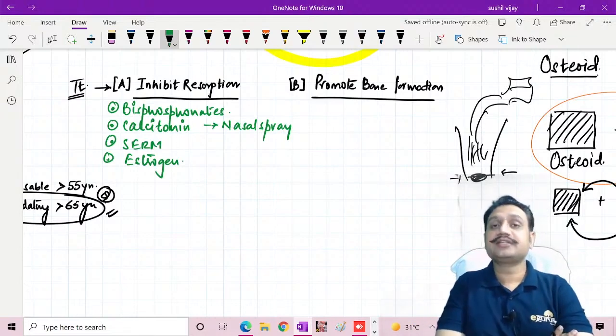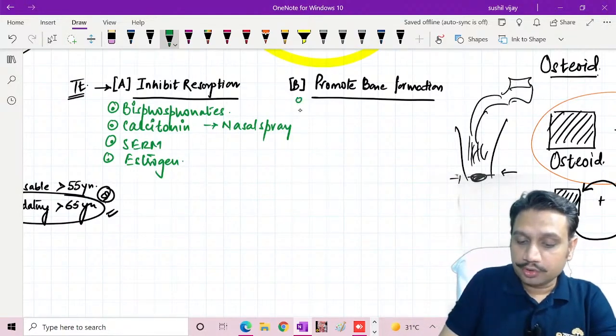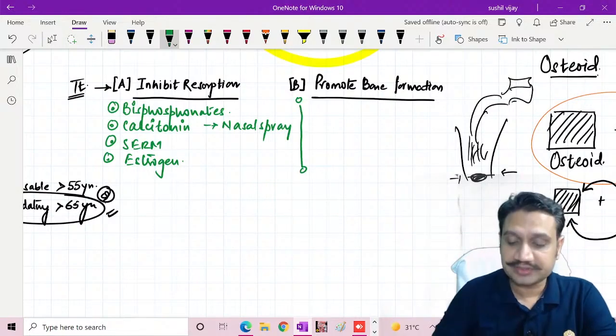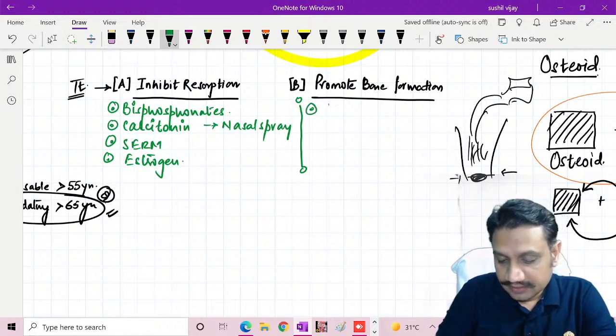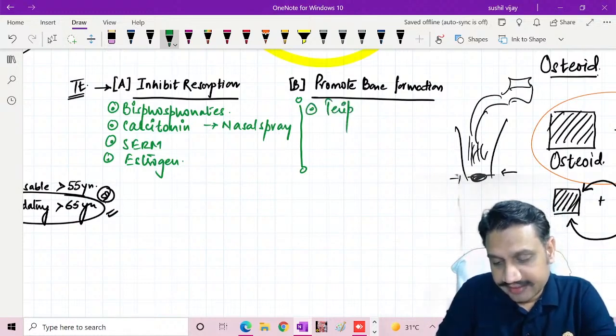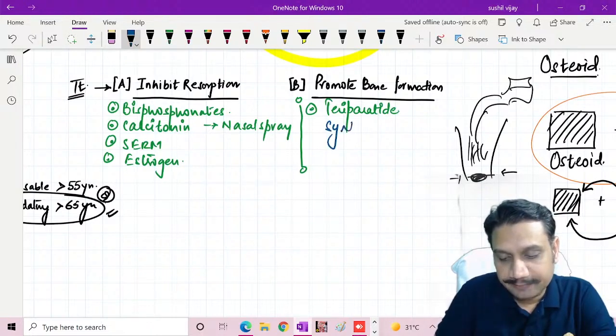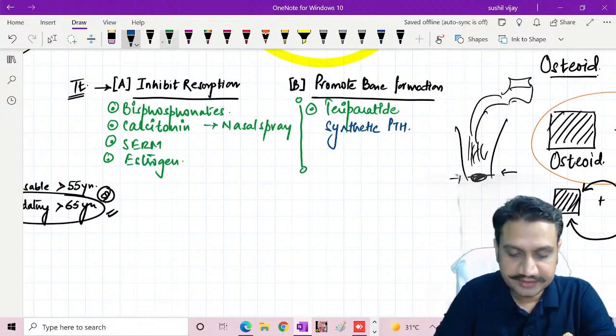These are 4 categories of drug which will not allow the bone to get resorbed further. What are the drugs which will promote the bone formation? The most important in this category is teriparatide. And what exactly is teriparatide? Teriparatide is a synthetic PTH.